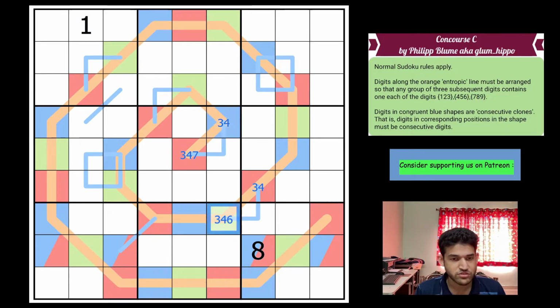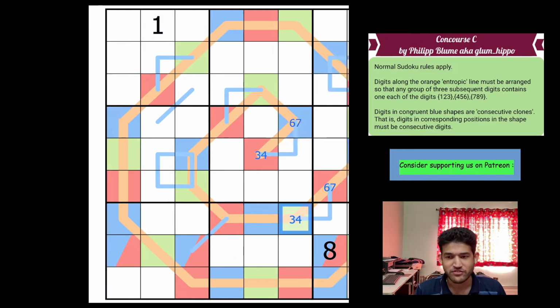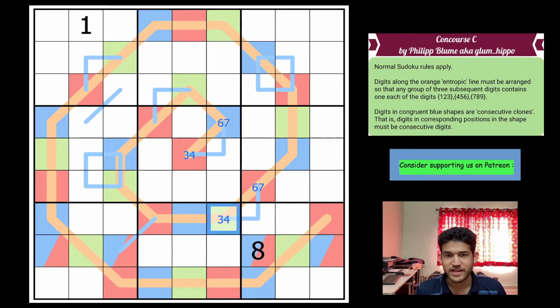So green is forced to be 7, 8 and 9, which is clearly not possible. So this proves that this set has to be 6 and 7. There's no other go, which means this set has to be 3, 4. This is forced. This is 6. 6 is eliminated. 7 is eliminated. 3, 4. And now comes the really beautiful and important reduction of Philipp Blume, aka glum hippo.